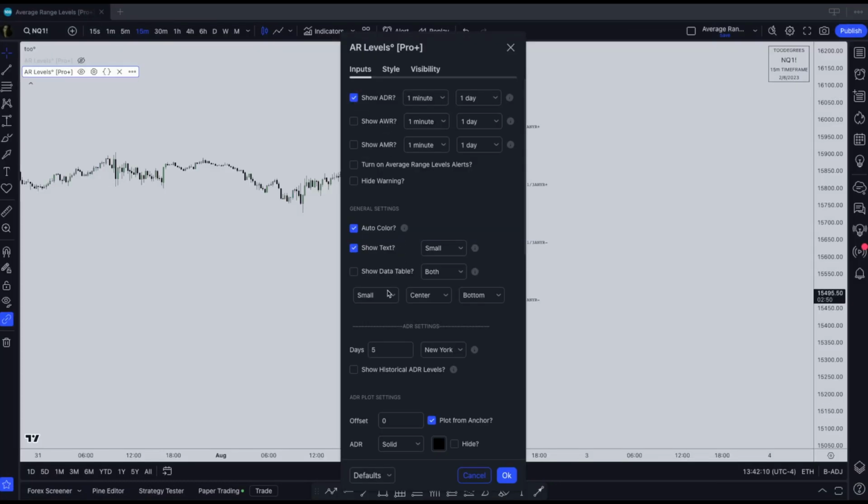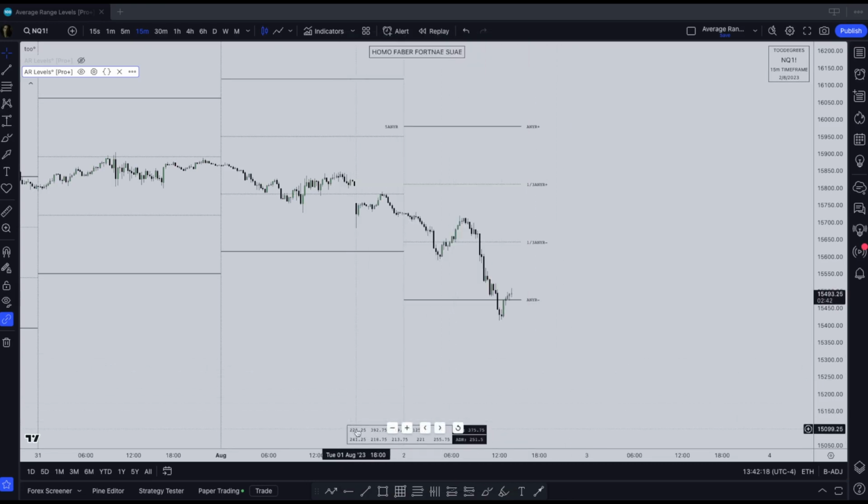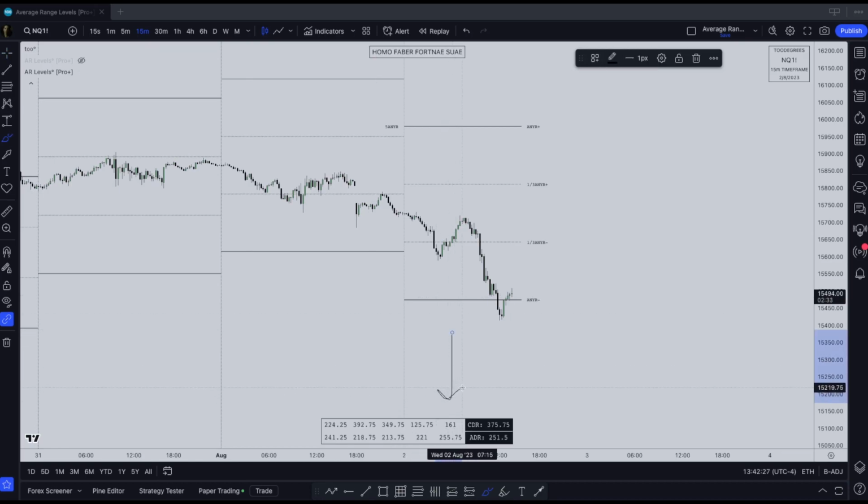Let's go back to the ADR again, and I want to show you the last piece, which to me is like the most important part of this whole thing. And let me show the historical as well. And the most important thing to me is this table. Let me make it a little bit bigger. Now, what is this table and what does it show?